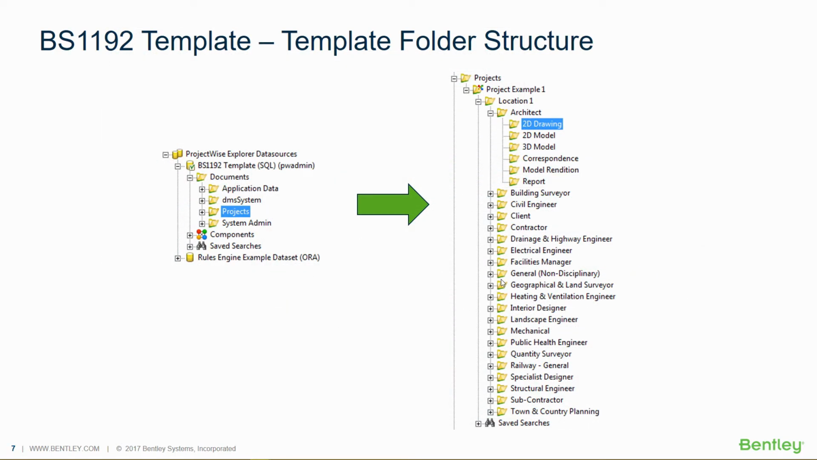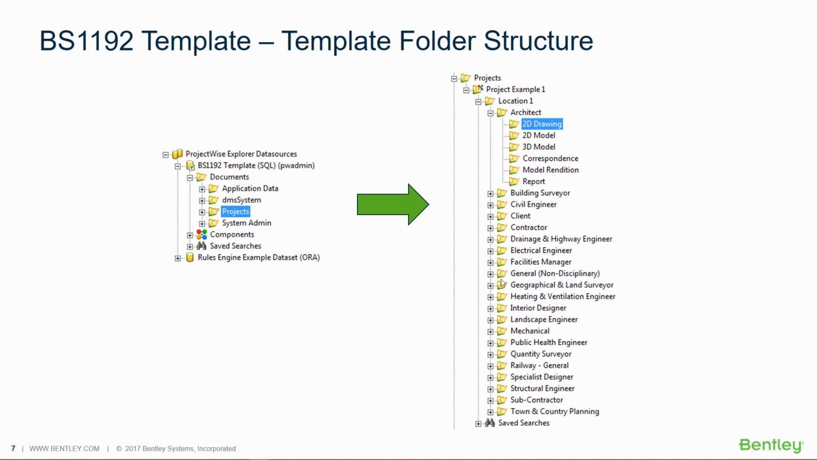So next I want to talk about the BS 1192 template itself and how we apply that to ProjectWise, apply that to a data source and use it to enforce processes. With the template we deliver a folder structure, access lists, and a document coding wizard. So the folder structures, as well as keeping things neat and tidy, it actually informs the document coding process. So it's quite important for how things are set up within the data source.